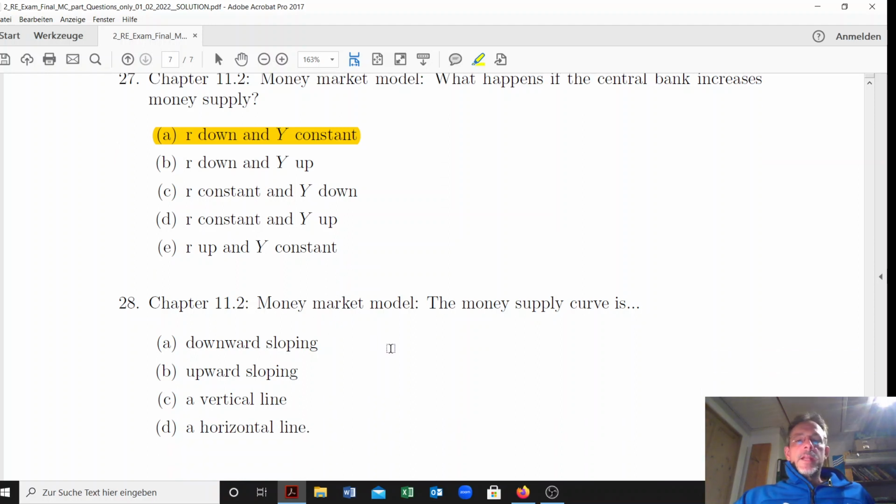11.2 money market model, the money supply curve is a vertical line. So answer number C is the right one.